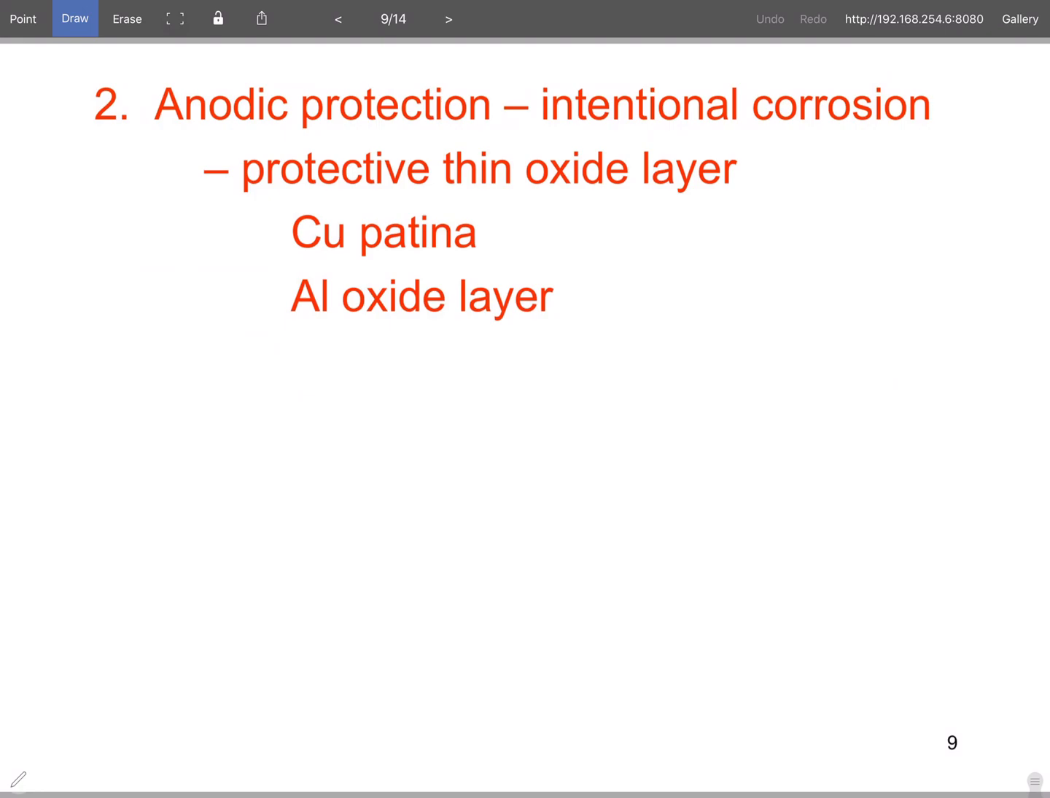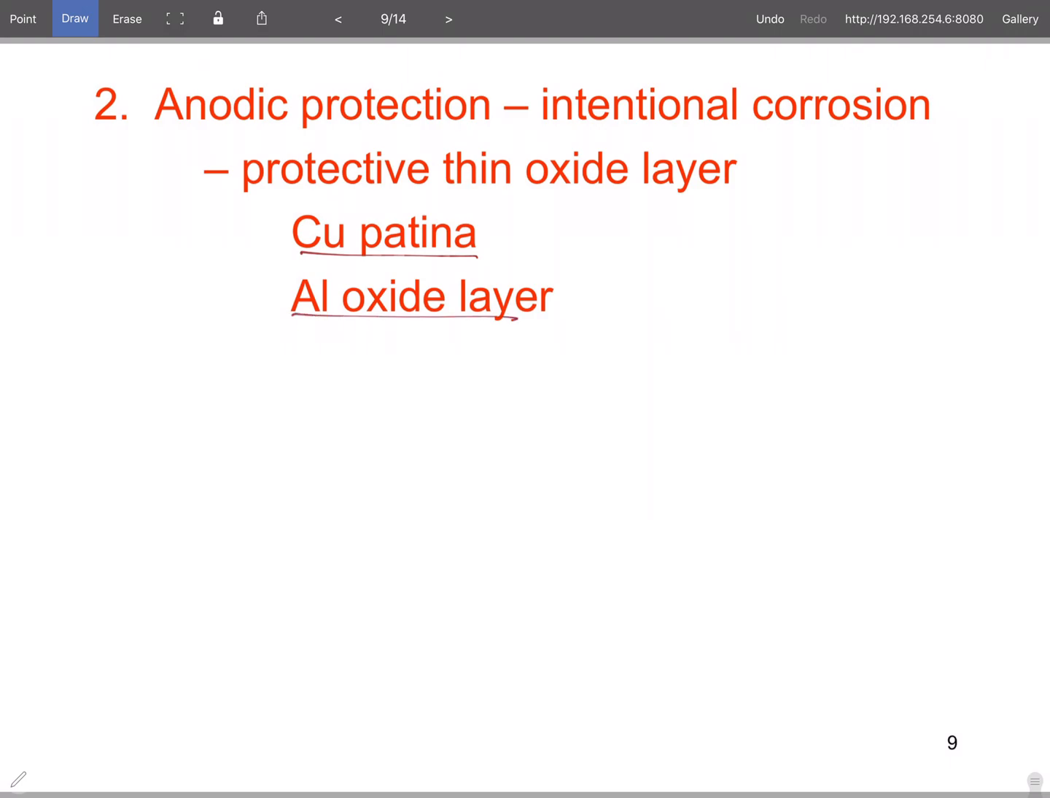The second type of protection is anodic protection. The first one you just coated. The second one is that you intentionally corrode it. So on copper statues, etc., that sit out, they'll pick up a blue-green coating. This is the patina. Sometimes it's caused deliberately. You can do it with acids, etc., if you want it fast, because in some cases it is very, very pretty.